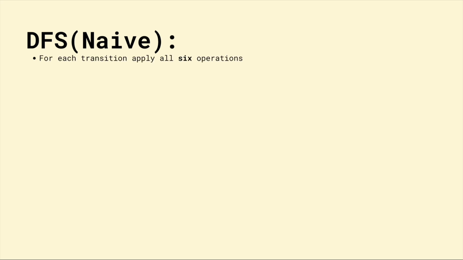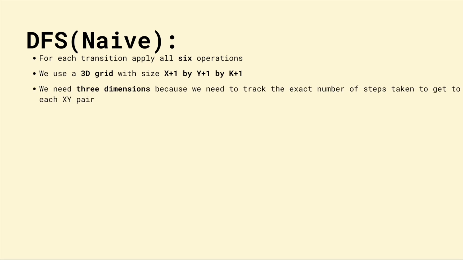We apply all 6 operations each transition, and we'll use a 3D grid with size x plus 1 by y plus 1 by k plus 1. We need the plus 1s because the values range from 0 to x or y, meaning there are x plus 1 or y plus 1 possible values for each pail. K plus 1 is there to handle the original state of no transitions. We need 3 dimensions because we need to track the exact number of steps taken to get to each xy pair, for reasons that I'll explain in a moment.